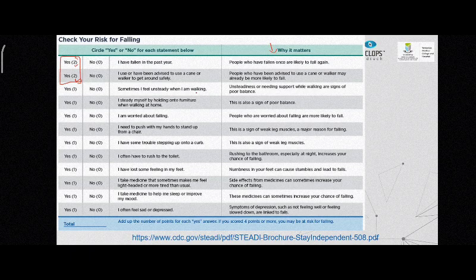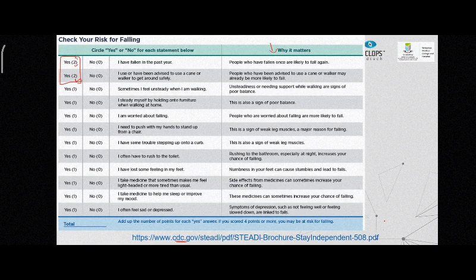The other questions are, sometimes I feel unsteady when I am walking. You can download this particular PDF from the CDC website. You can directly write STEADI and CDC on Google and you can download this particular file. I will go to the next question: I steady myself by holding on to furniture when I am walking at home. Then the score is yes. If a patient is worried about falling, again the score is yes. I need to push with my hands to stand up from a chair.